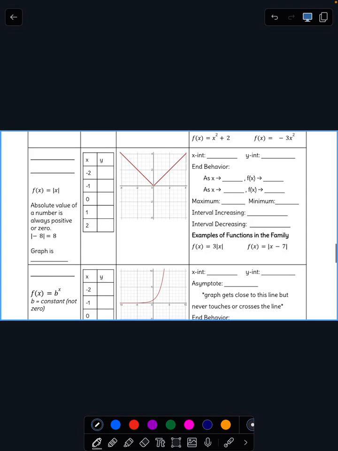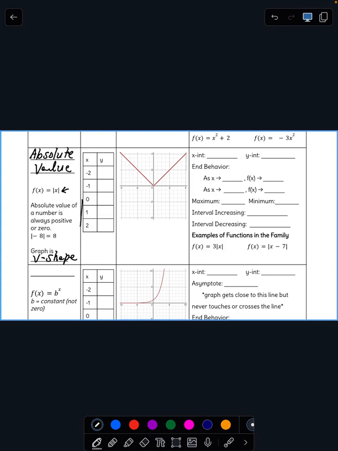So here we have a V. And just by looking at the V, you can tell it's an absolute value. Absolute value is about how far the value is from 0. So you'll see these straight lines. When you take the absolute value of something, you're determining how far it is away from 0, regardless of sign. The absolute value of a number is always positive or 0. So the absolute value of negative 8 would be 8, because it's 8 away from 0. And the graph is V-shaped.